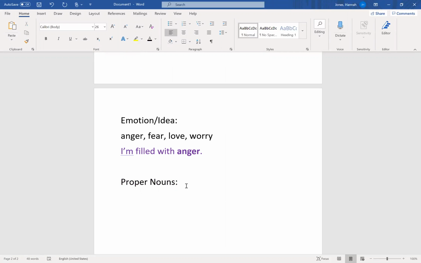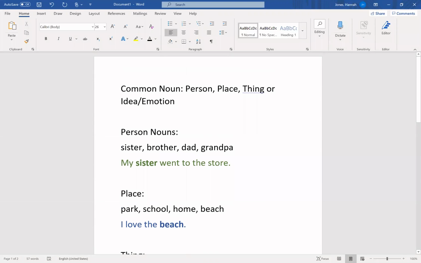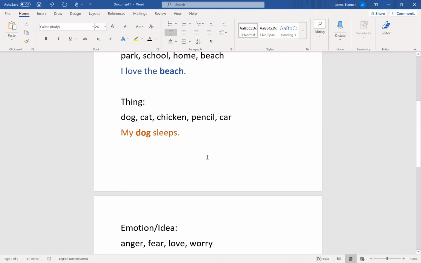Proper nouns are the proper name for a noun. They're still nouns. They're just the fancy name. And I'm going to give you some examples of this, okay? So let's use the nouns that we have above here. So we'll do person proper nouns, okay? So our person proper nouns are sister, dad, grandpa, okay?